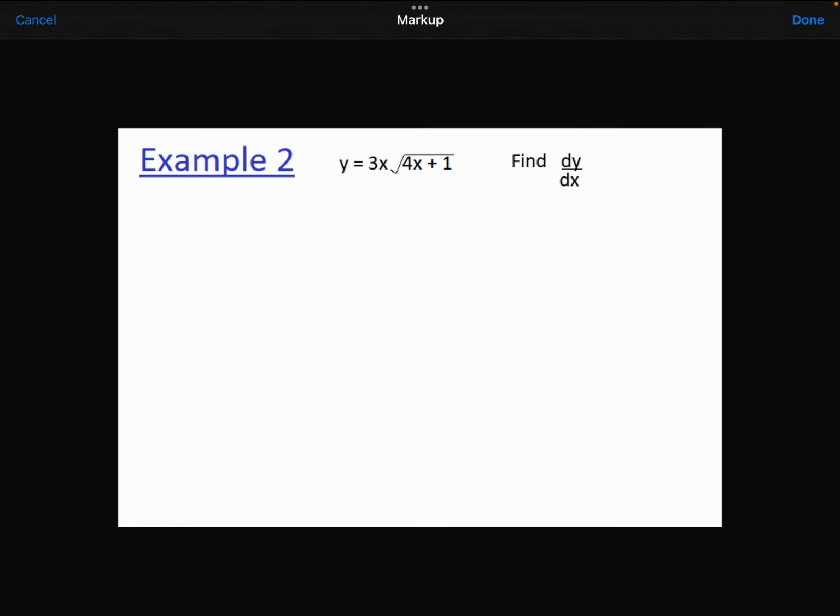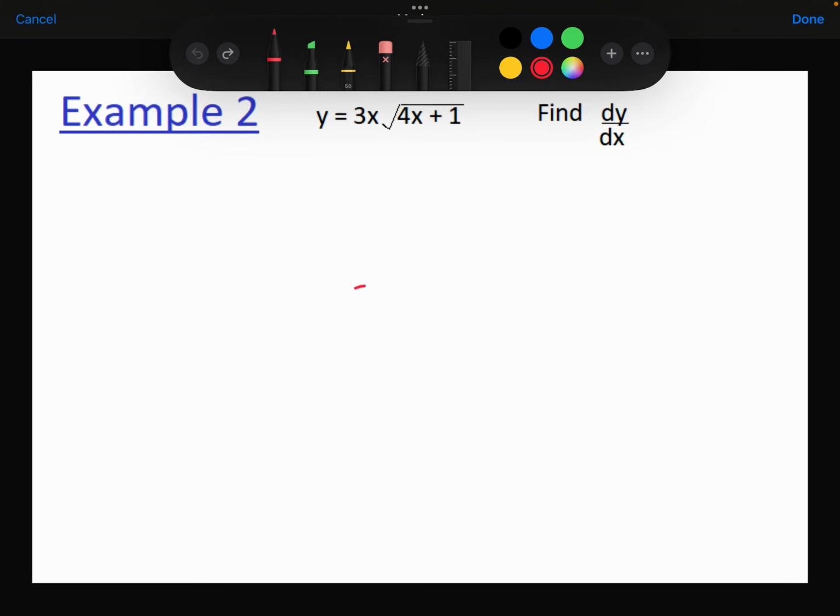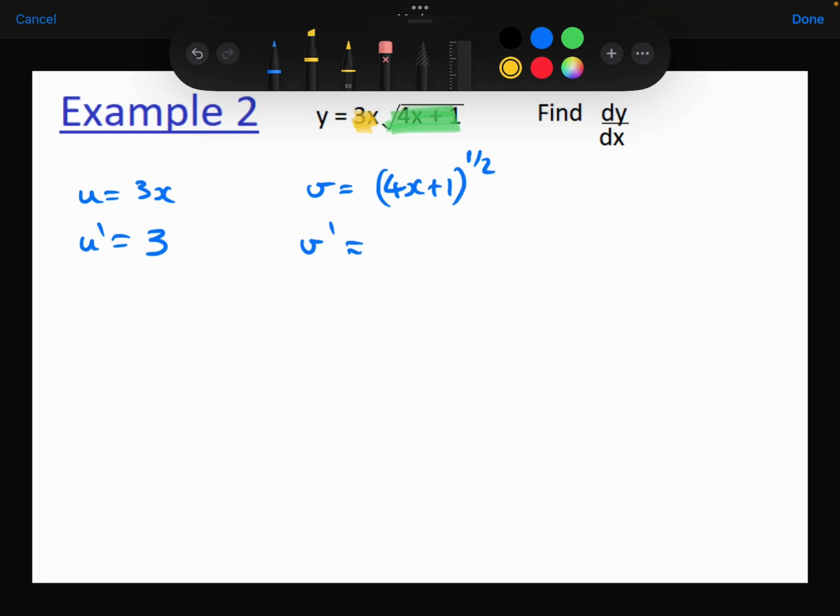Second example, we're going to differentiate 3x multiplied by the square root of 4x plus 1. This is my u function, this is my v function. So I'm going to say u equals 3x, v equals the square root of 4x plus 1. And I know to differentiate the square root, I need to write it as a power of a half. Differentiating the u function, I get 3. Differentiating the v function, I notice I need to use the chain rule for this because I've got one function inside another function.